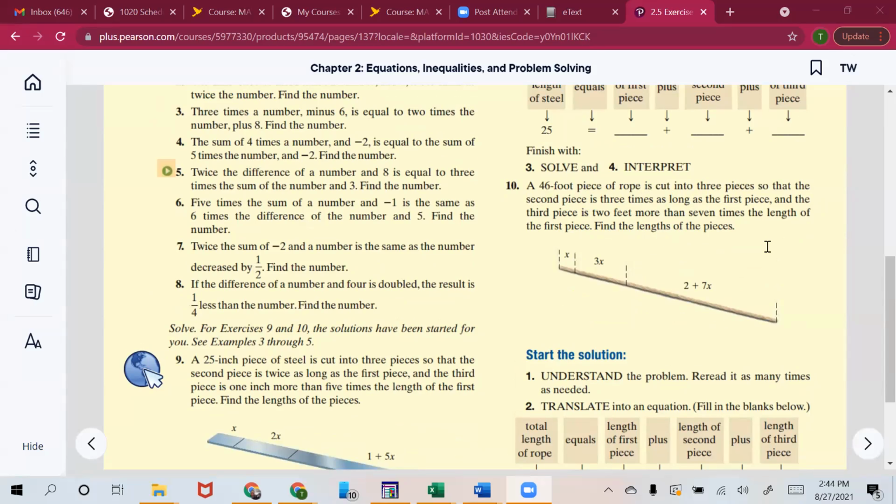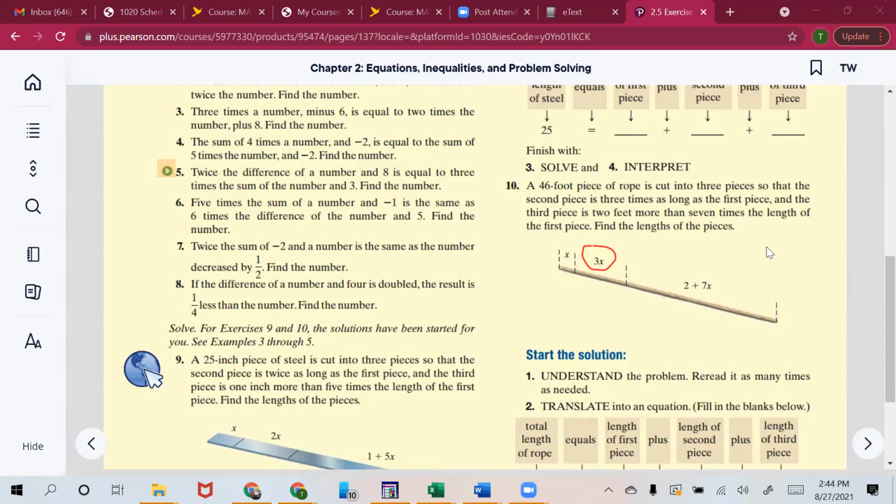Now, they are so nice to us. They already have this set up. We just need to do a little bit of work. But I want you to understand how they did this, because here's what's going to happen. They're going to give us this problem without giving us this beautiful picture on number 10. So they've cut it into 3 pieces. They called the first piece X. We don't know the first piece. They called it X. The second piece was 3 times as long as the first piece. So that's how they got 3x, right? That's how 3x came about.